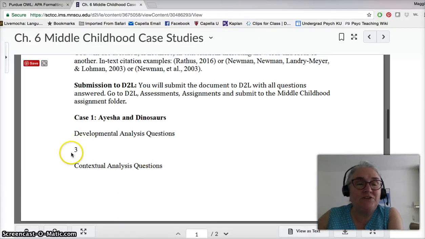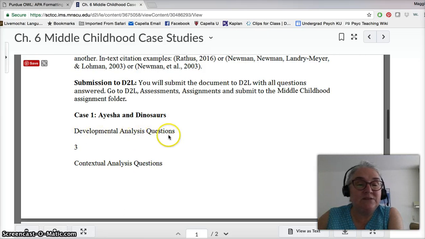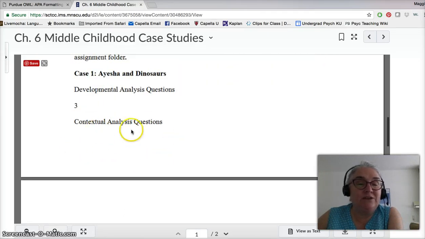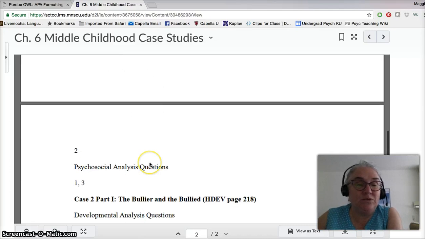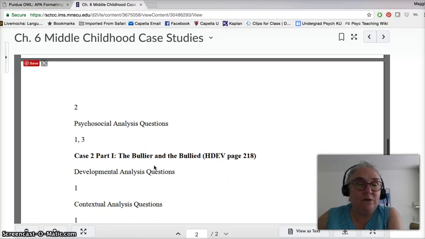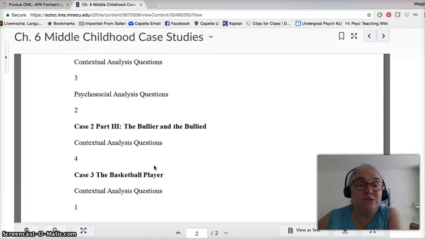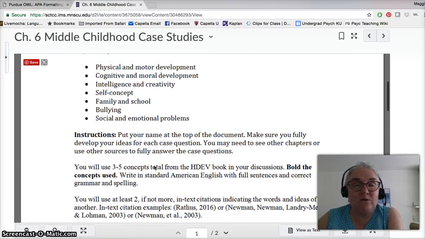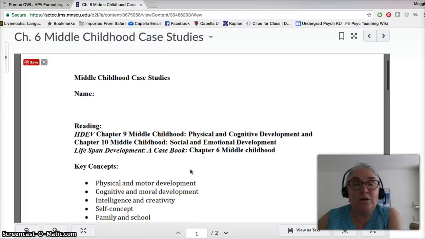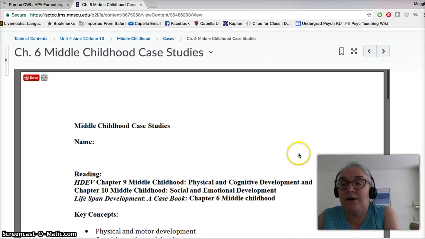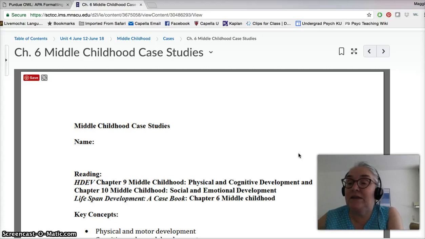And remember, you only need to do what's indicated here on the case study sheet. So for case 1, Aisha and the dinosaurs, developmental analysis question number 3, contextual analysis question number 2. So that's the only ones that you need to do. How many do we have here? 1, 2, 3, 4, 5, 6, 7, 8, 9, 10, 11, 12. There's 12 questions here covering all those cases. So that's what you have for next week. Yeah, bold the concepts, use in-text citations. I think that is good.